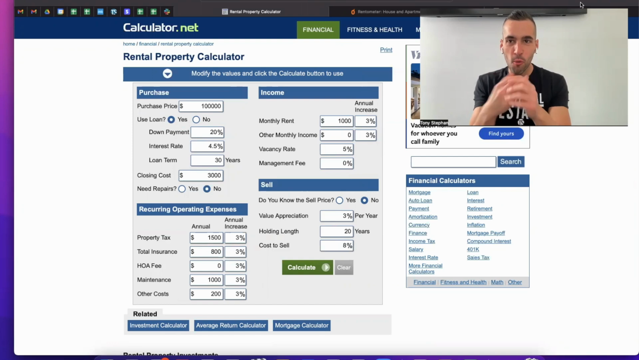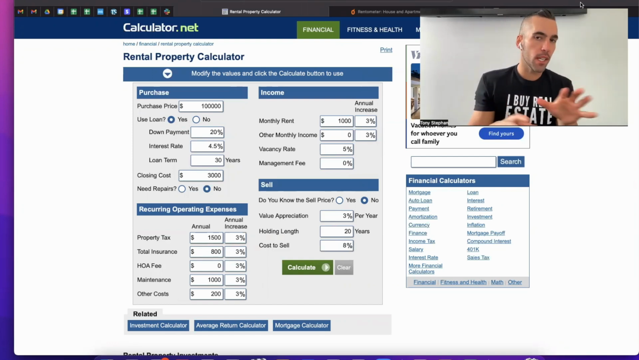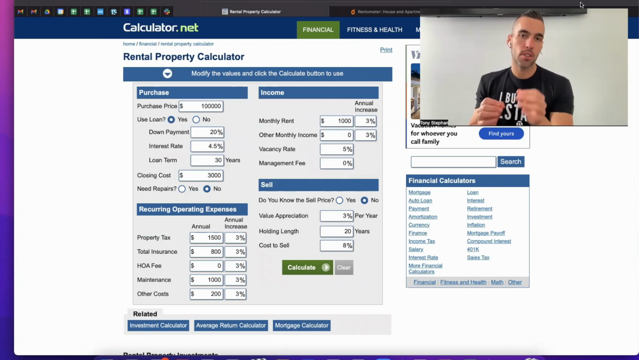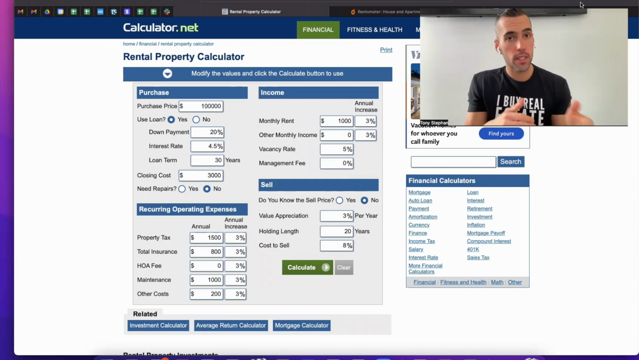All right, my friend, well, welcome inside of my computer. And like I said, I'm gonna show you for free in under 5 minutes how you can run the numbers on any property. And again, this works for single family all the way up to multifamily. This is exactly what I've used. So here's what you're gonna need.